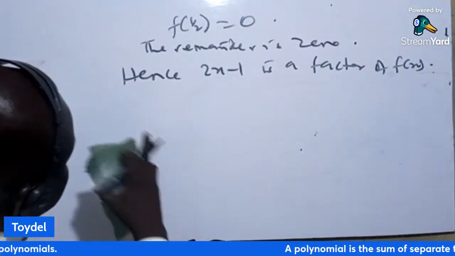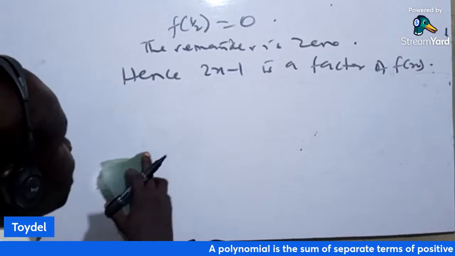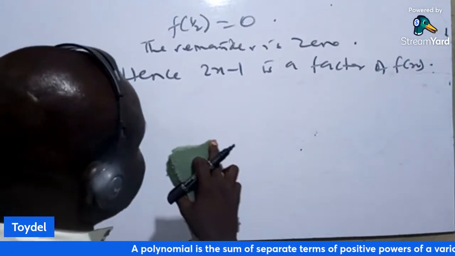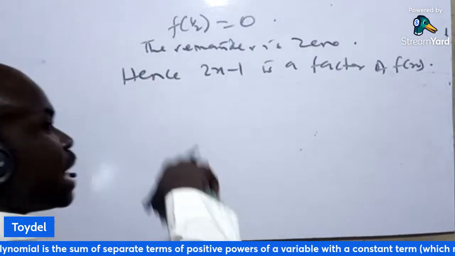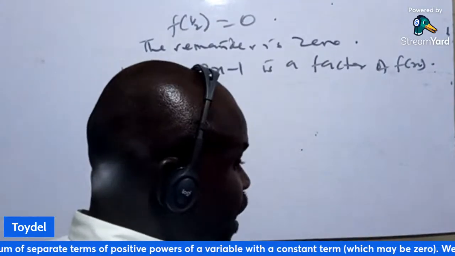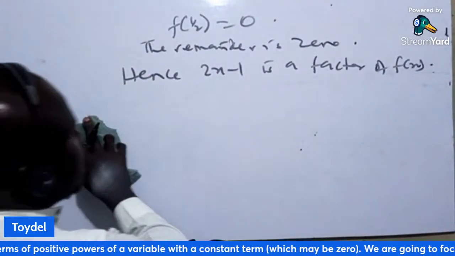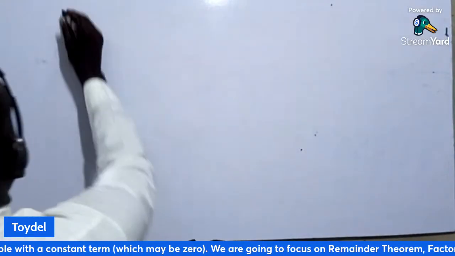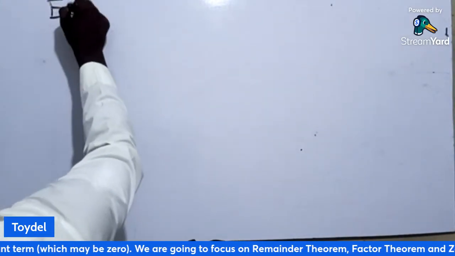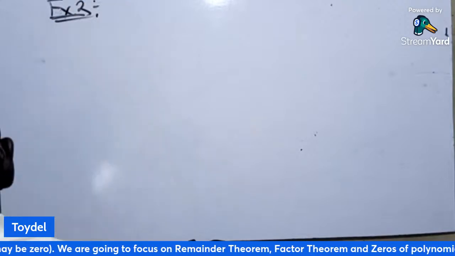So we have seen the implication of the factor theorem now. Whenever you make x the subject of the divisor and substitute the value into the polynomial, if the remainder is 0, it simply means that your divisor is a factor of that polynomial. And that is all about the factor theorem. So let's give another example, example 2, to see the implication of the question.